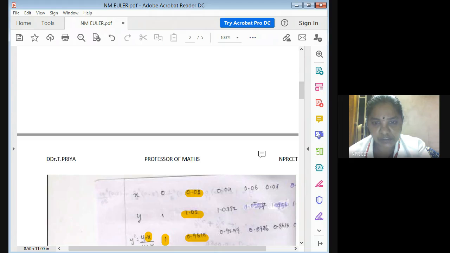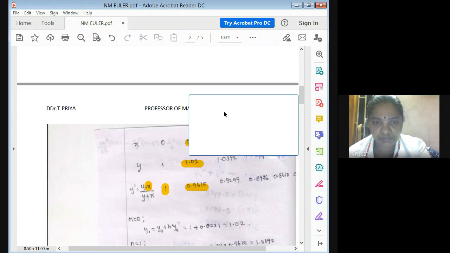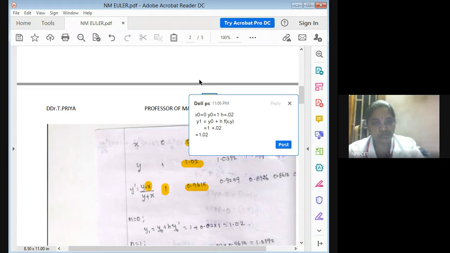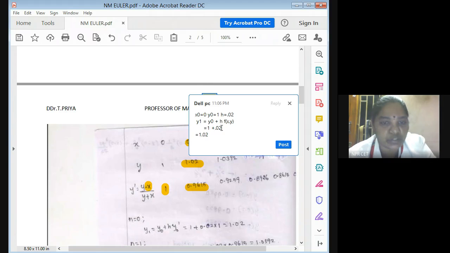Okay, see, first value is x naught. So x naught value is 0 and y naught value is 1, and the given interval is h equal to 0.02. Now for calculating the next step y1, you have to take y naught plus h into f of x naught comma y naught. So this value, you will get as 1 plus 0.02, which is equal to 1.02. Am I right? Can you catch my point?